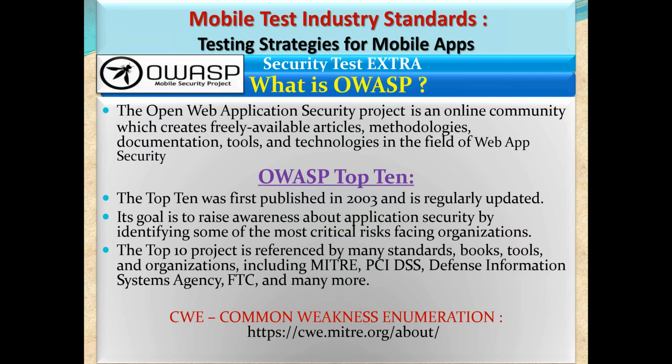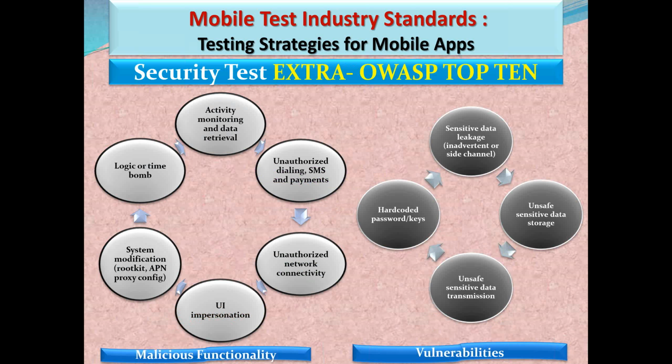And the FTC, the Federal Trade Commission, its principal mission is the promotion of consumer protection. So when you start talking about OWASP, all this kind of information has to come to your mind. So basically, guys, this OWASP Top 10 document that they are releasing contains the most crucial malicious functionality and vulnerabilities.